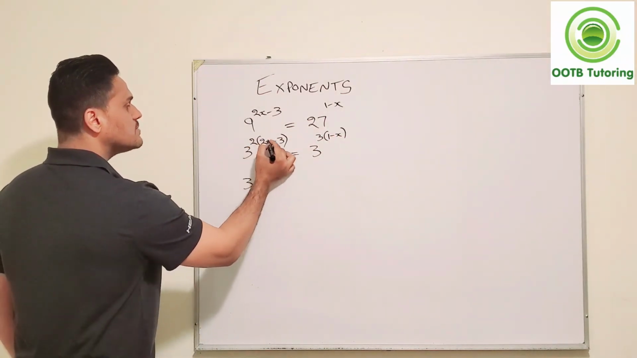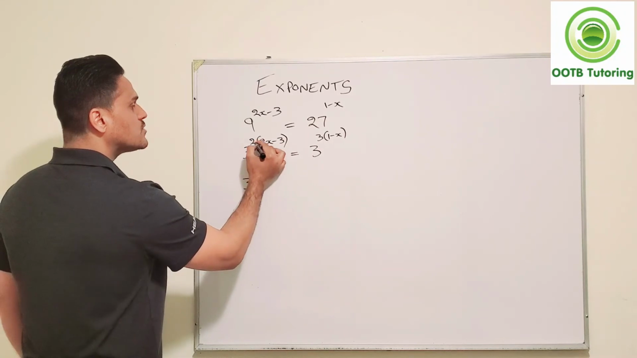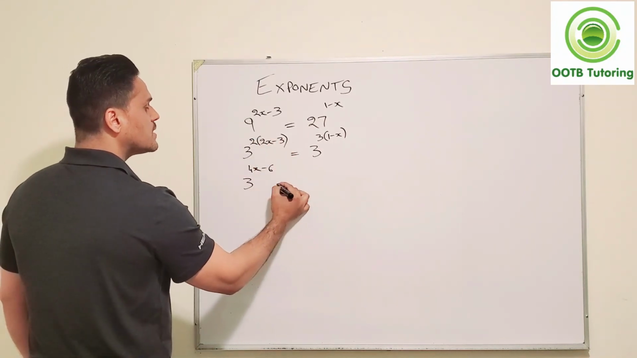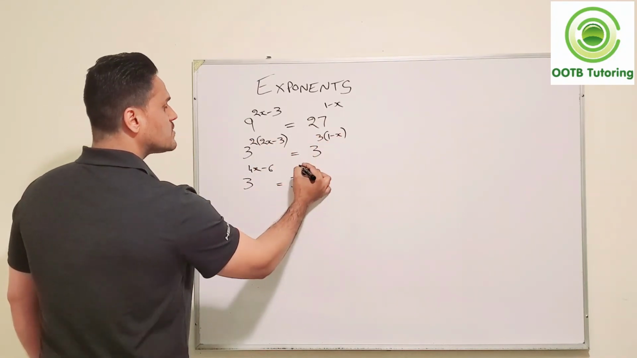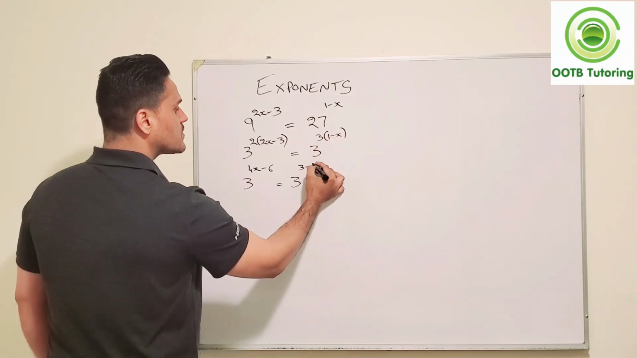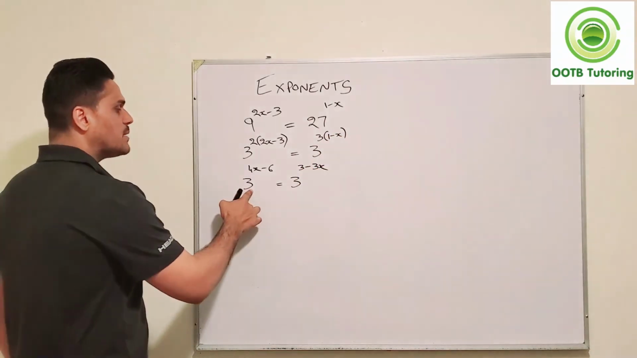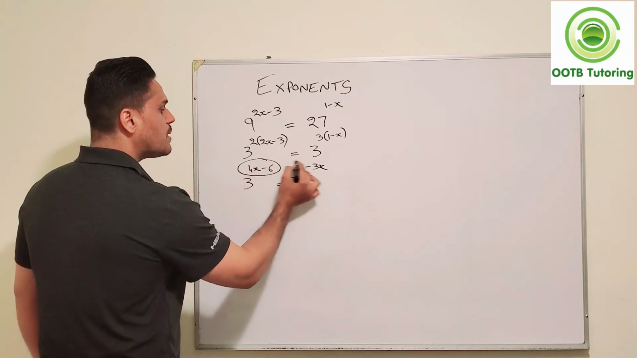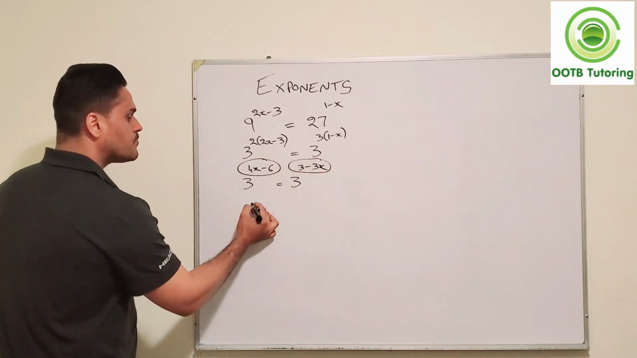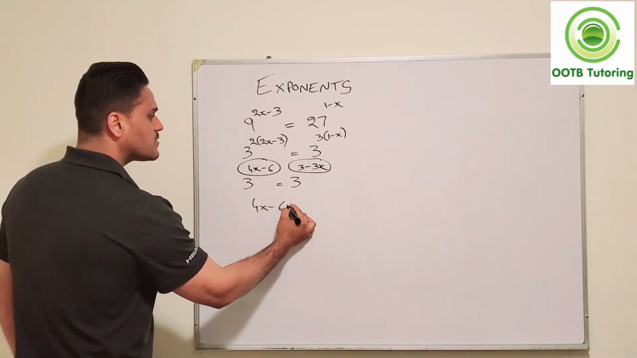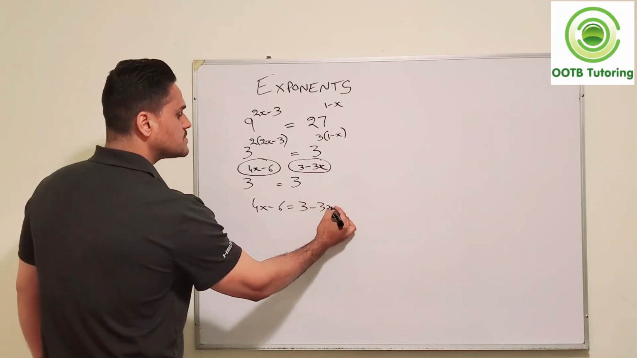So we get 2 times 2x, which is 4x. 2 times minus 3 is minus x. 3 times 1 is 3. And 3 times minus x is minus 3x. My base is the same. That means this power will be equal to that. So we can say 4x minus x is equal to 3 minus 3x.